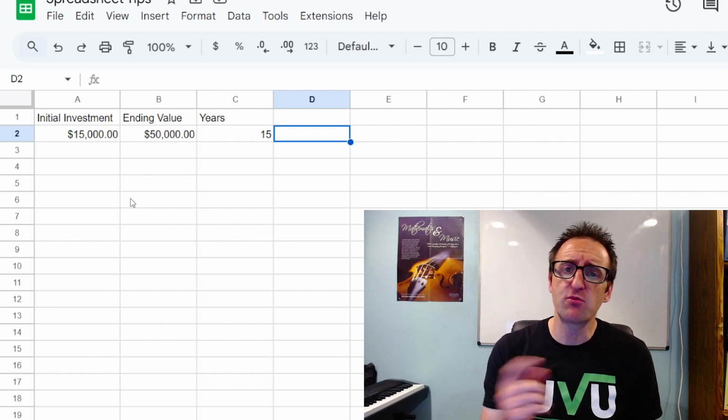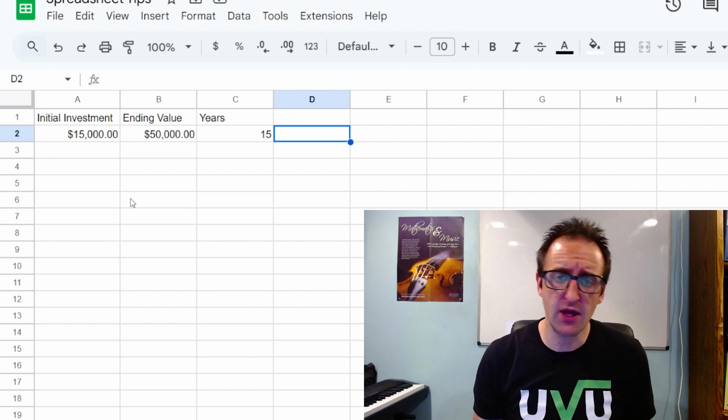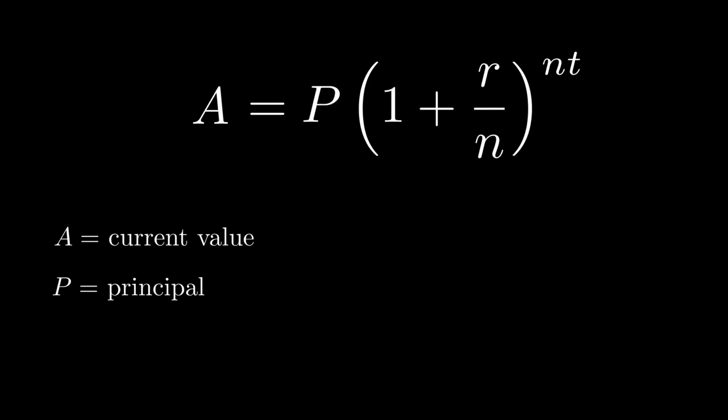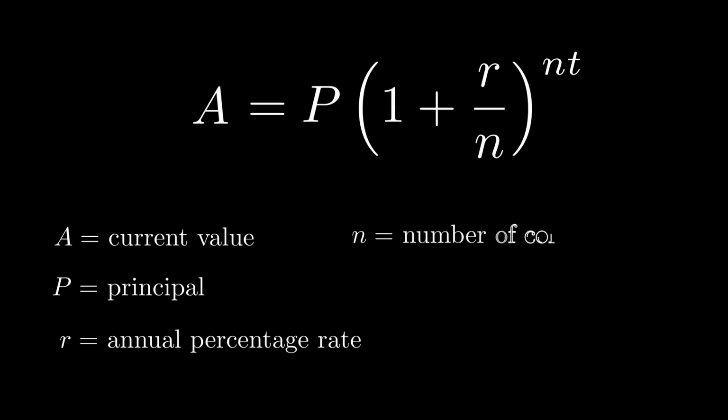Now, if you watched my previous video about population growth and compound interest, you know that if you had a compounded interest investment, the current value of that investment is equal to the principal value times 1 plus the annual percentage rate divided by how many compoundings a year you have. That whole quantity will be raised to the number of years times the number of compoundings. If you want to understand why this is the right formula, you can check out the video that I talked about this in, which I'll link in the description.